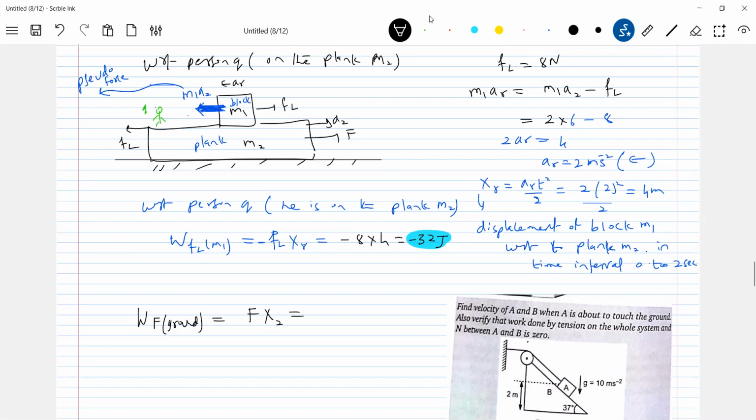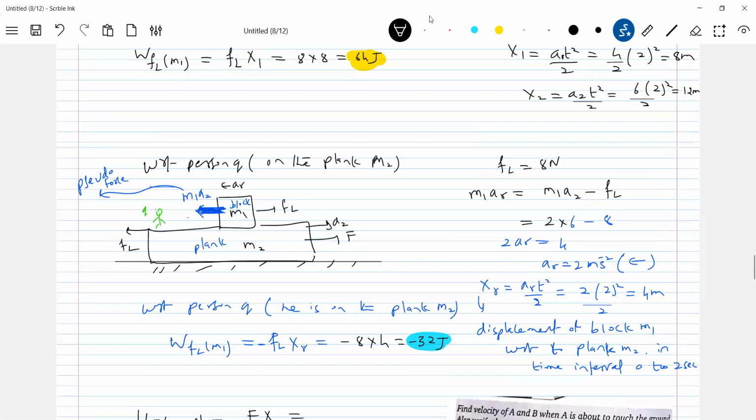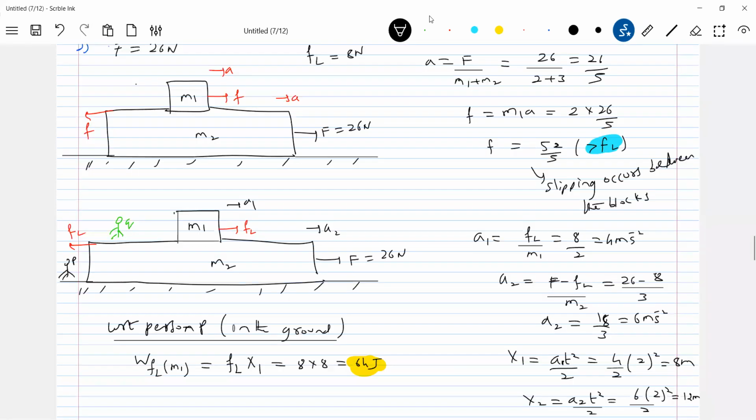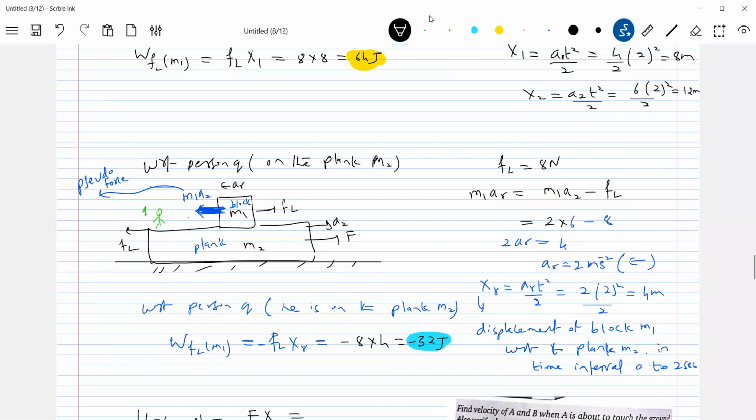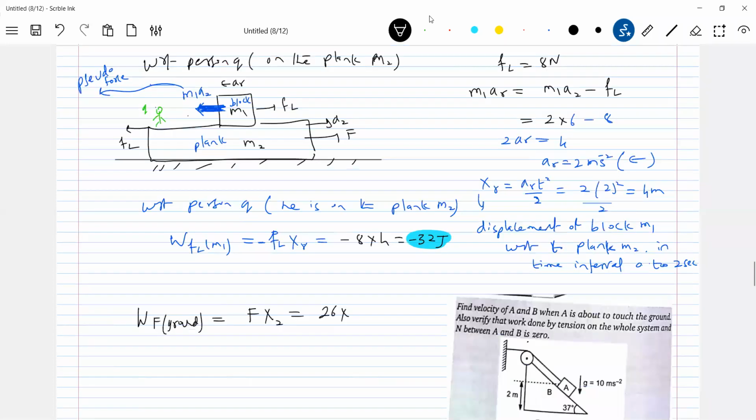So what is the displacement of the blocks? 12 meter, and F2 is how much, as given? 26 Newton. X2 is how much? 12. This much is the work done only on the plank, because the applied force is acting only on the plank here. And what is this F L? Work done by friction.